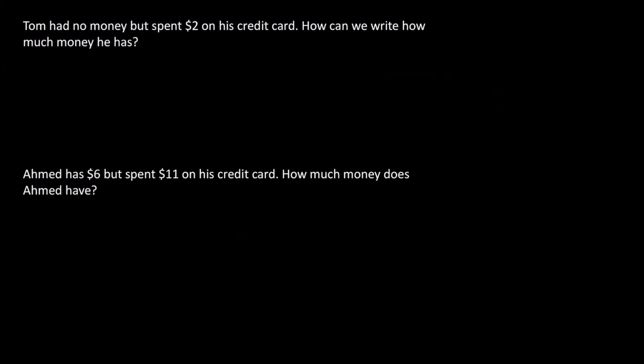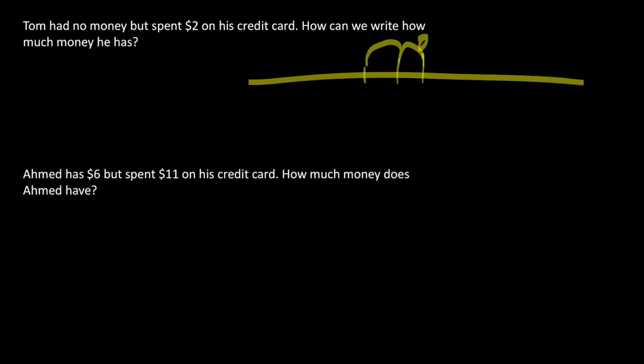Okay, so Tom had no money, but he spent $2 on his credit card. How can we write how much money he has? So he started on the number line, right? He started at 0. He spent $2 on a credit card, which would not be smart. There we go. Okay, so he'd have -$2. And that's how much money he owes to the credit card company now.